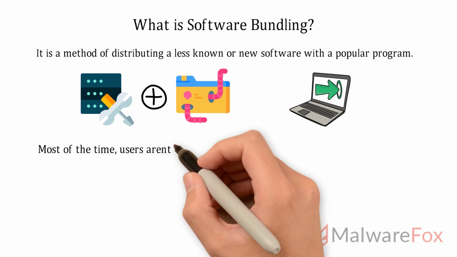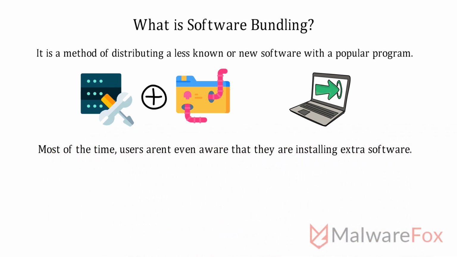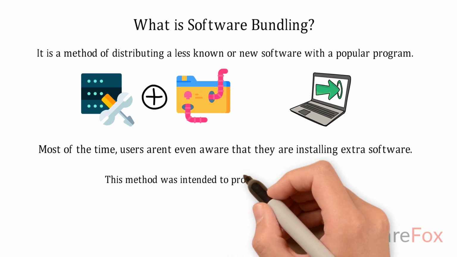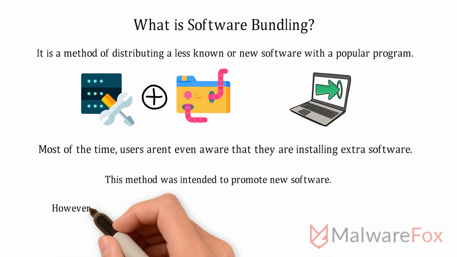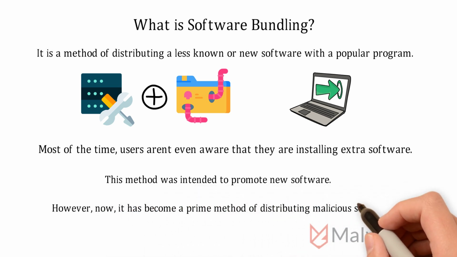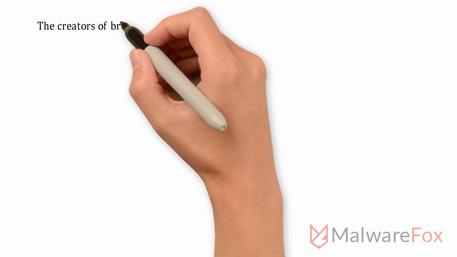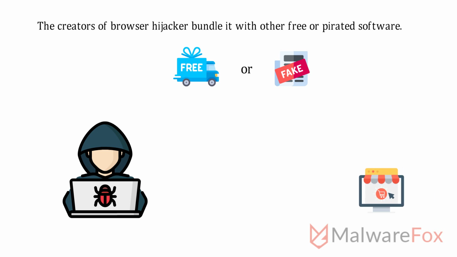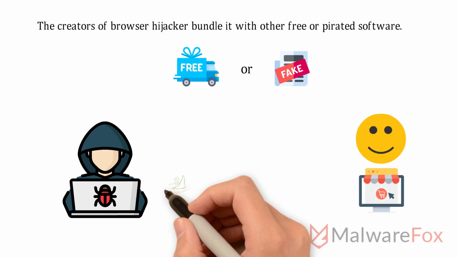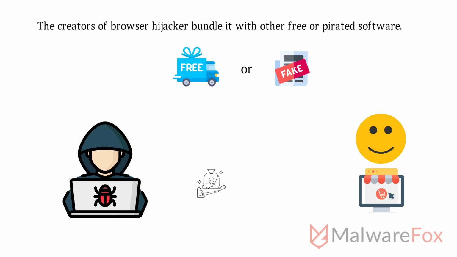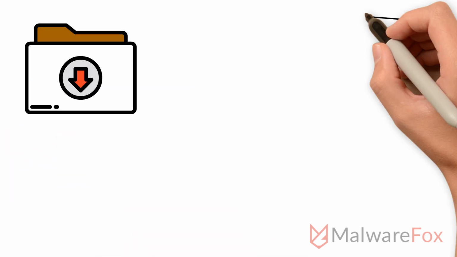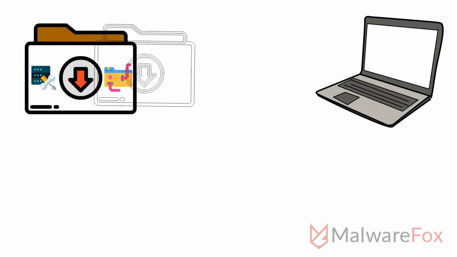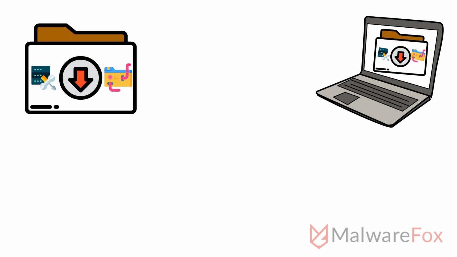Most of the time, users aren't even aware that they are installing extra software. This method was intended to promote new software. However, now it has become a prime method of distributing malicious software. The creators of browser hijackers bundle it with other free pirated software. Usually, they contact the software downloading websites on the internet and offer them to bundle the hijacker with their popular downloads. These website owners easily get tempted with the offer. When you download and install such software that a hijacker is bundled with, you also install the hijacker.